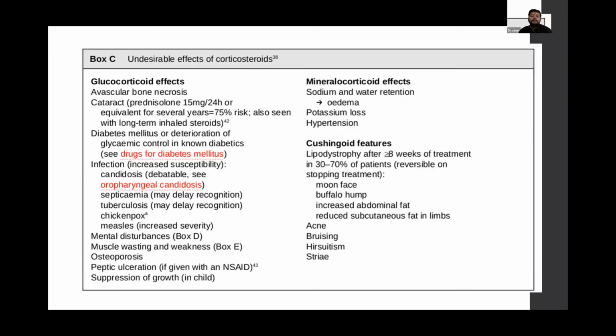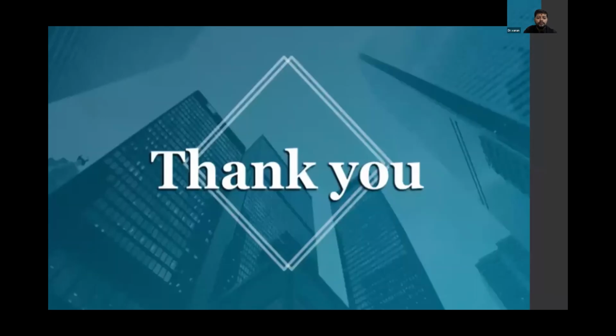Side effects of dexamethasone are avascular necrosis of the bone, cataract, diabetes mellitus, infections like candidiasis, septicemia, tuberculosis, mental disturbances, muscle wasting and weakness, osteoporosis, peptic ulceration, suppression of growth, and specific cushingoid features. With long-term treatment of dexamethasone greater than 8 weeks, cushingoid features include moon face, buffalo hump, increased abdominal fat, reduced subcutaneous fat in the limb, acne, bruising, hirsutism, and striae. These are all about the adjuvant analgesics.